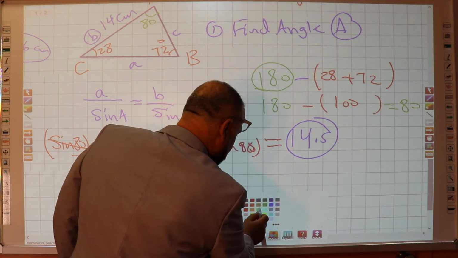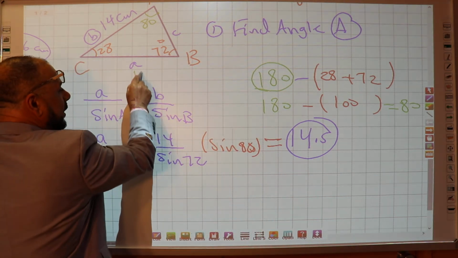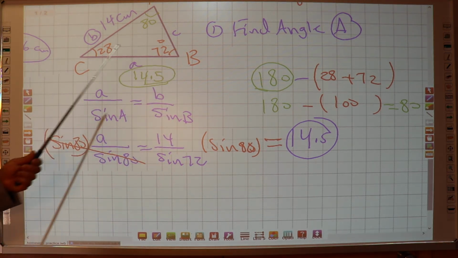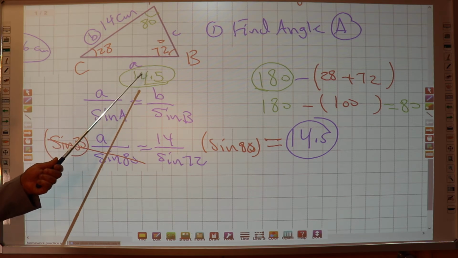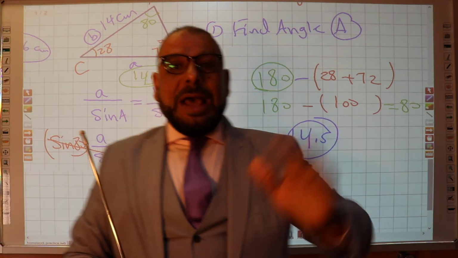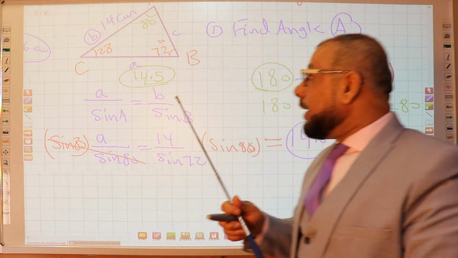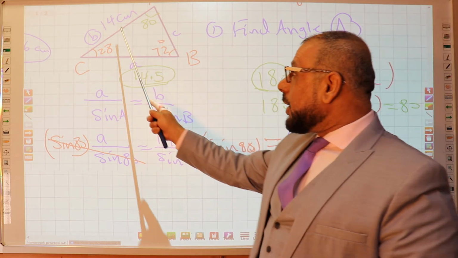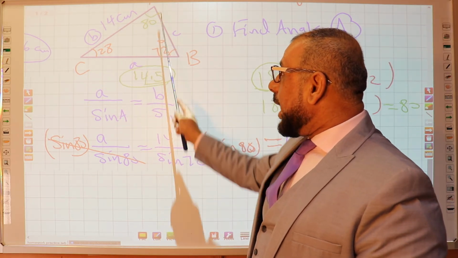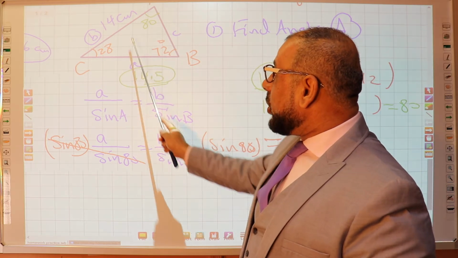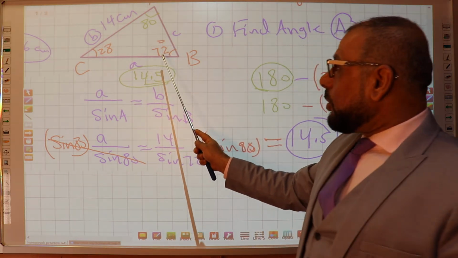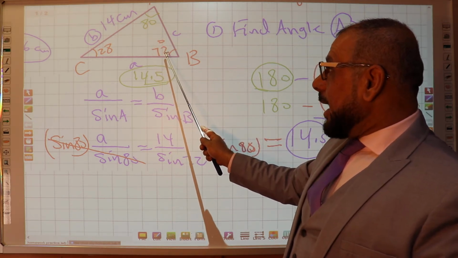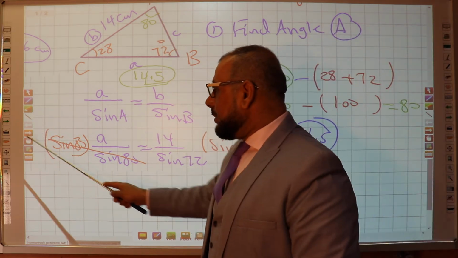I'm gonna put 14 in green. I like the green color. Look here, always, I'm going to tell you something. Remember in SAT, math level 2, any math you're doing, to know if your answer is right or wrong, the longest side is opposite to the largest angle. This side A has to be greater than side B because this angle A is greater than angle B.